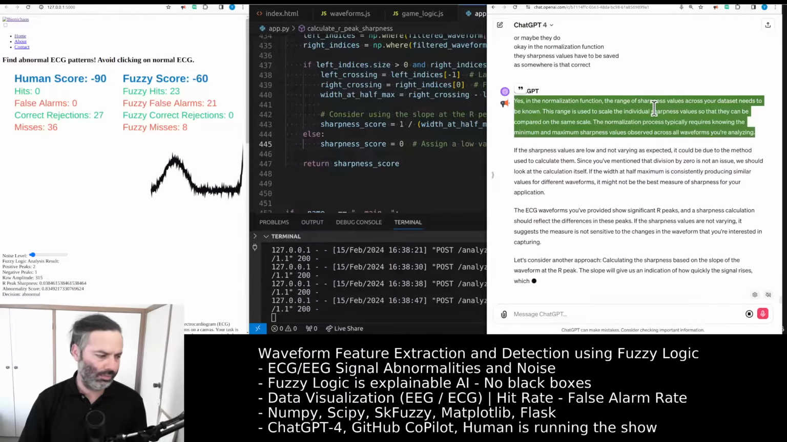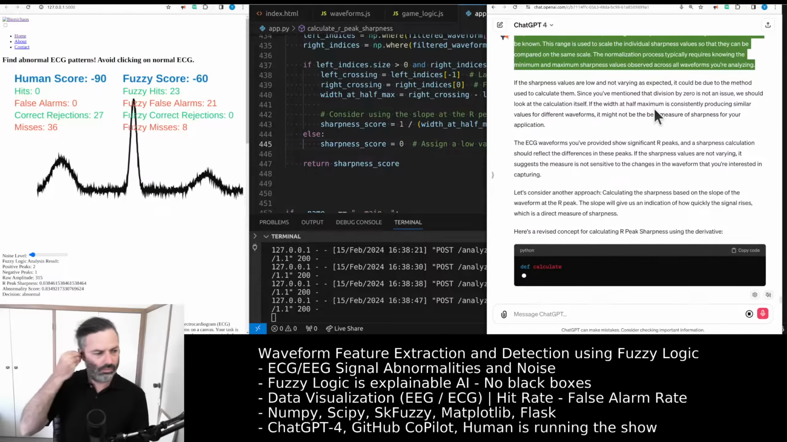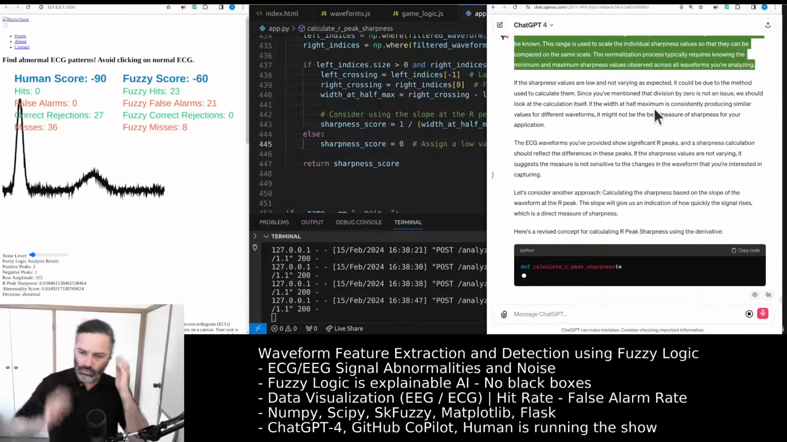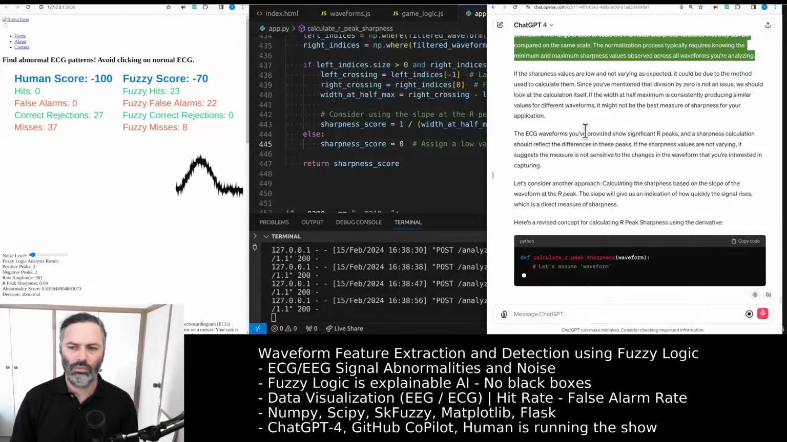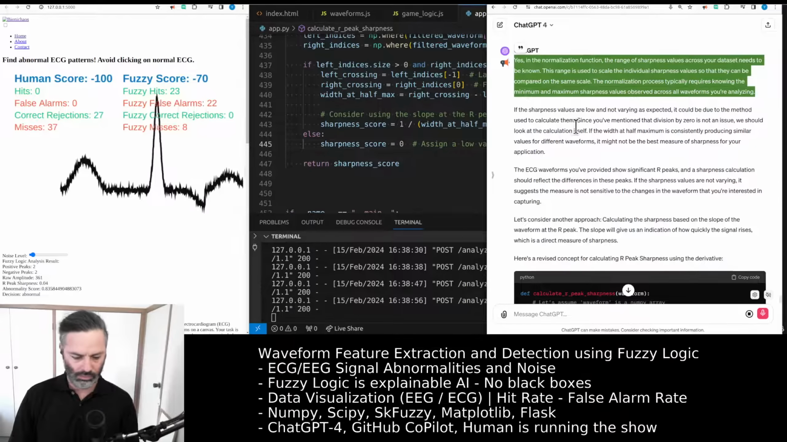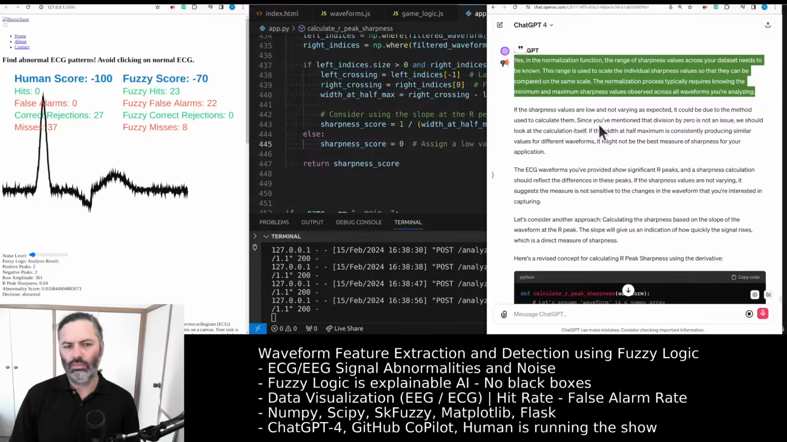Yes, in a normalization function, the range of sharpness values across your dataset needs to be known. This range is used to scale the individual sharpness values so that they can be compared on the same scale. The normalization process typically requires knowing the minimum and maximum sharpness values observed across all waveforms you're analyzing.